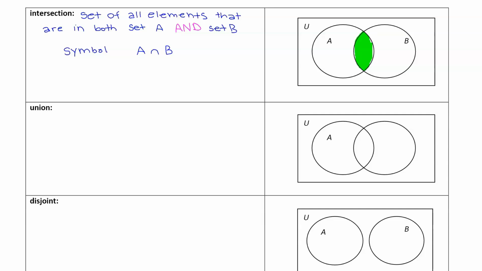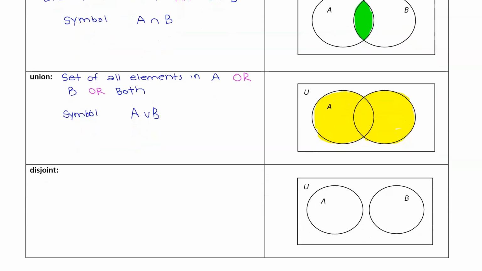The next definition is union, which is the set of all elements in A or B or both. The symbol is A and then this union symbol, which is kind of like a U without the stem on it, B. And this represents both circles being shaded. If we use this to describe our Instagram/TikTok example, this would be the people who use Instagram or TikTok or both.